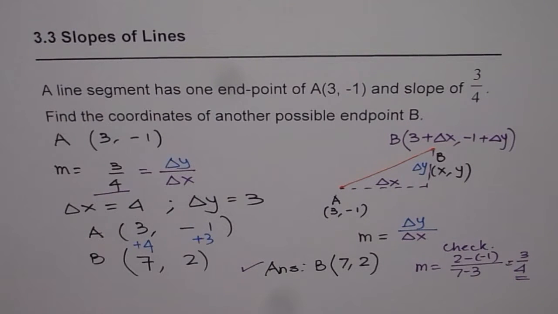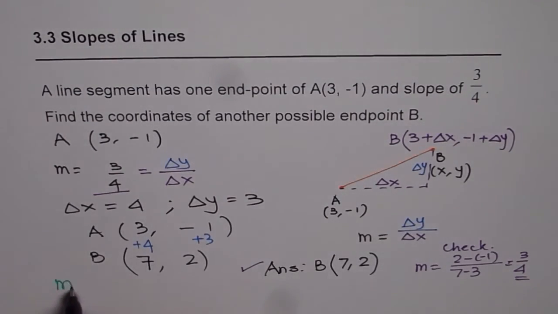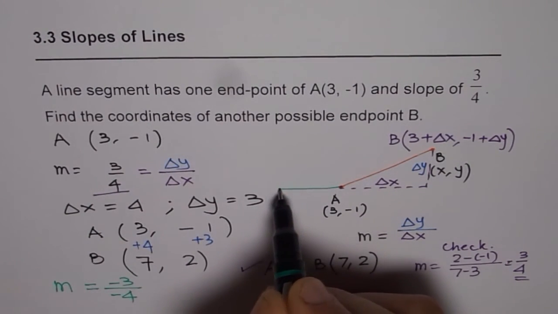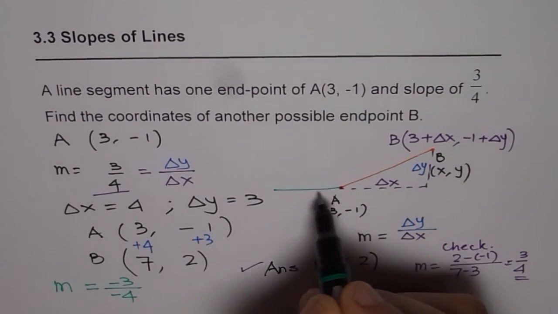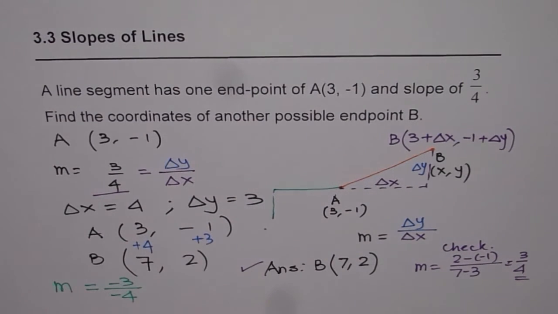Now as an exercise, you can find another point B so that the line segment AB will still have the same slope, that is 3/4. How can you find the second point? You can find it by treating the slope as -3 over -4. You get the point? So if you do negative 4 along the x-axis, you come here, right? And negative 3, you go there. So you get a point on the other side. Do you see that? So you get another point B.